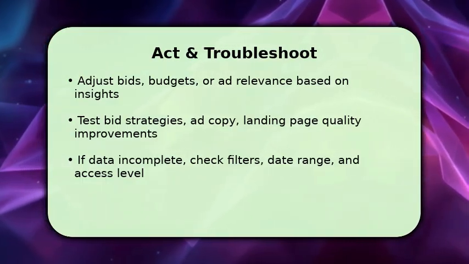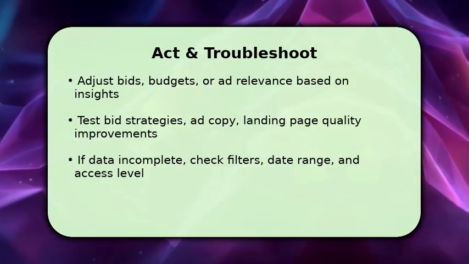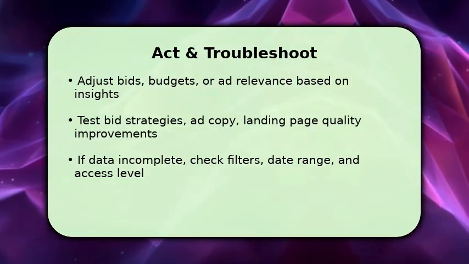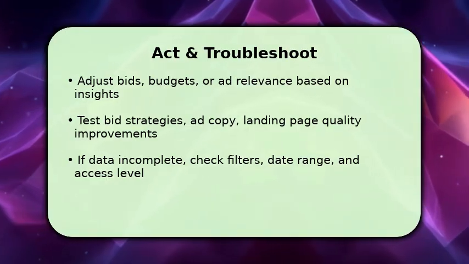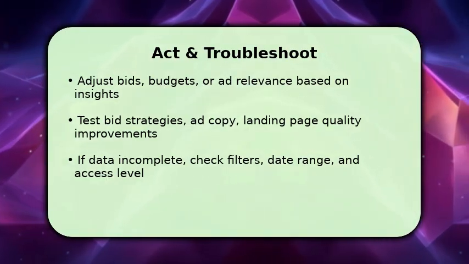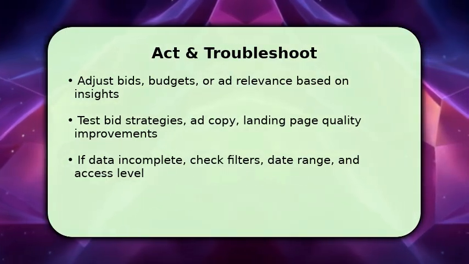If things go wrong, for example data seems missing or metrics don't update, make sure filters and date ranges are correct, and you still have sufficient account access. Resolving those will restore complete competitor visibility.